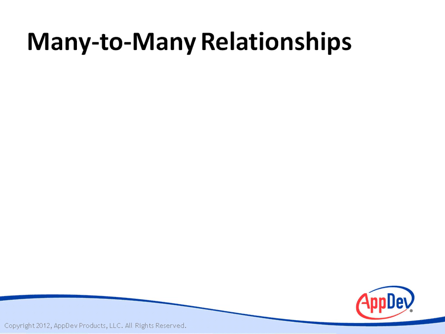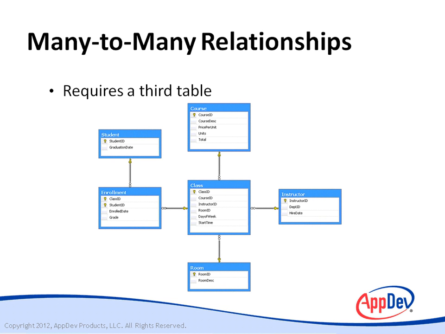Each student can enroll in many classes, and many students can attend each class. This is called a many-to-many relationship, and you can represent it in the database only by using a third table. The enrollment table records the various pairings of students and classes. The primary key in the enrollment table is a composite key that contains unique combinations of student ID and class ID values.